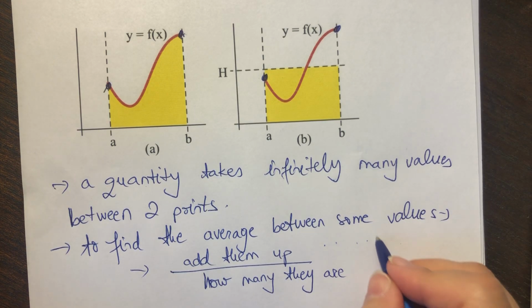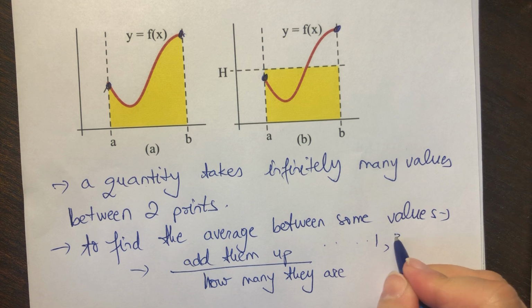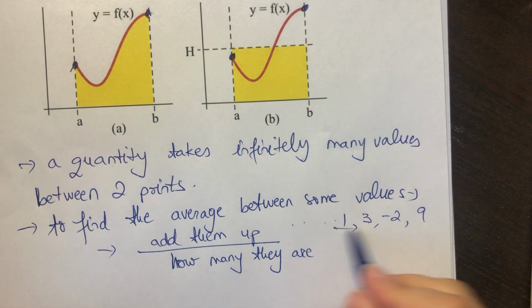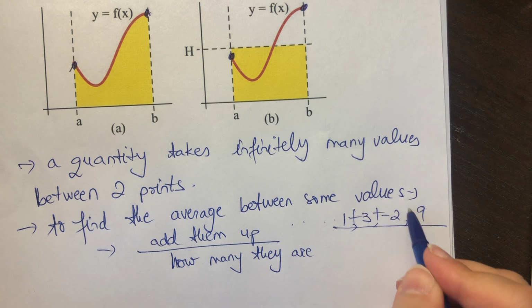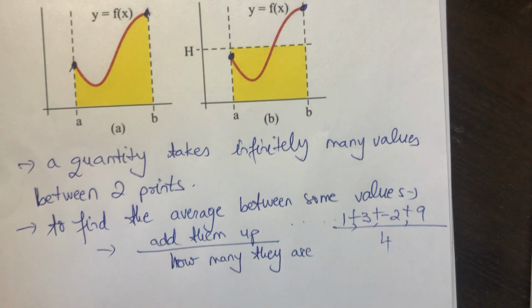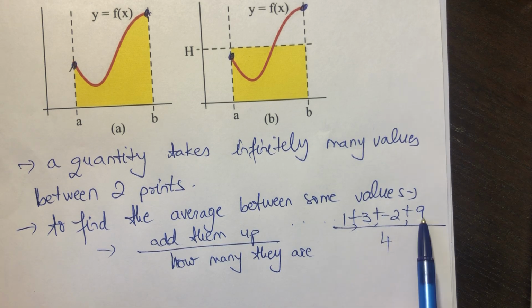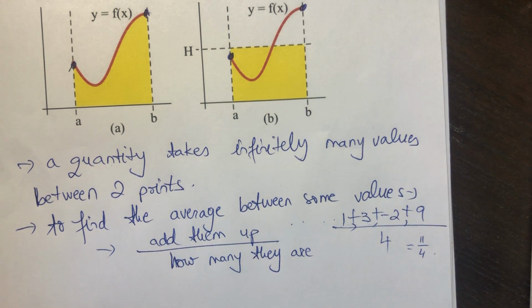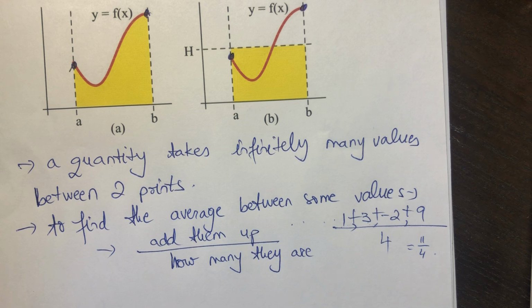So let's say if I want to find the average between 1, 3, -2, and 9, what do I do? I add them all up and divide by, I'm averaging 4 values. Whatever this might give you, I don't even know, I just made something up. 11 over 4, whatever. That's the average, 2.75. Yes, that's the average between these values, right?